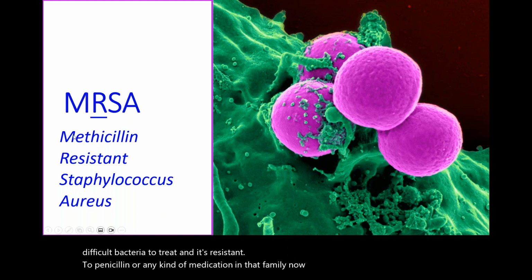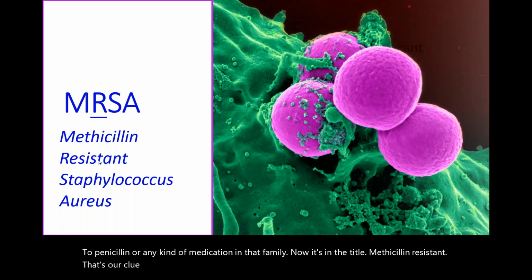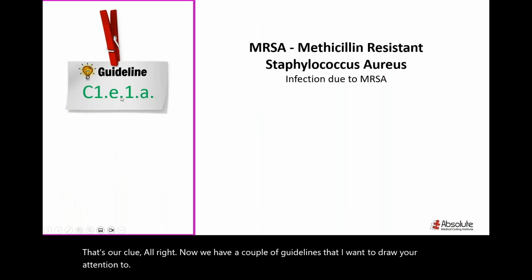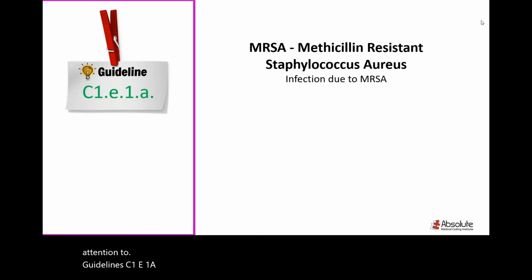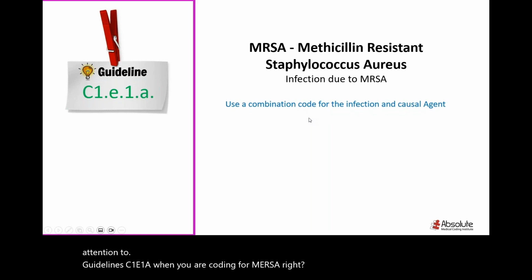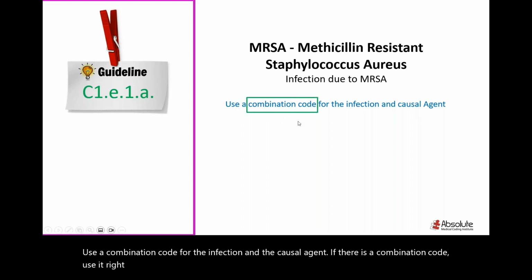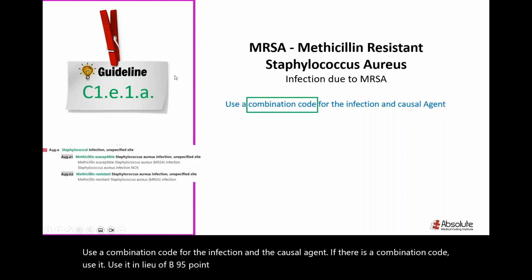Now, it's in the title, methicillin-resistant. That's our clue. All right, now we have a couple of guidelines that I want to draw your attention to. Guideline C1E1A, when you are coding for MRSA, use a combination code for the infection and the causal agent. If there is a combination code, use it in lieu of B95.62.